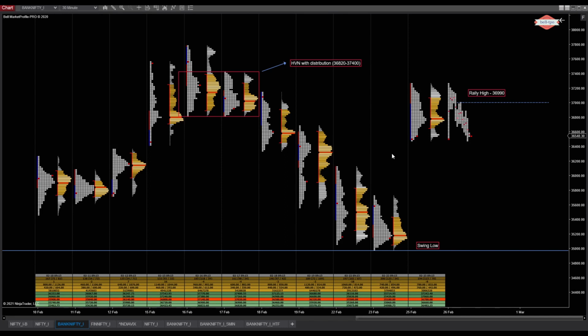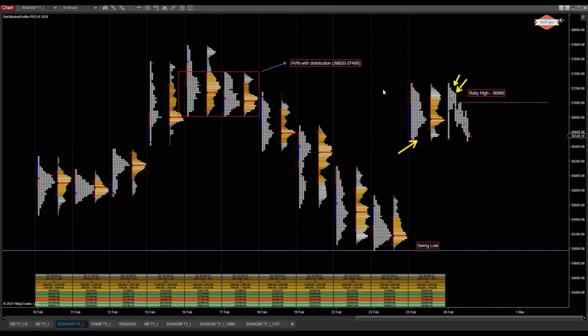We had a good opening for the buyers above yesterday's close. However, buyers failed to get a follow through to the upside in B and C periods. That led to the liquidation all the way towards the open. Why is that the case?